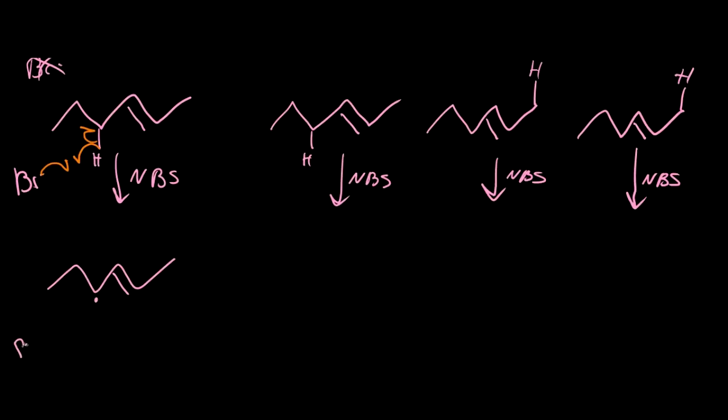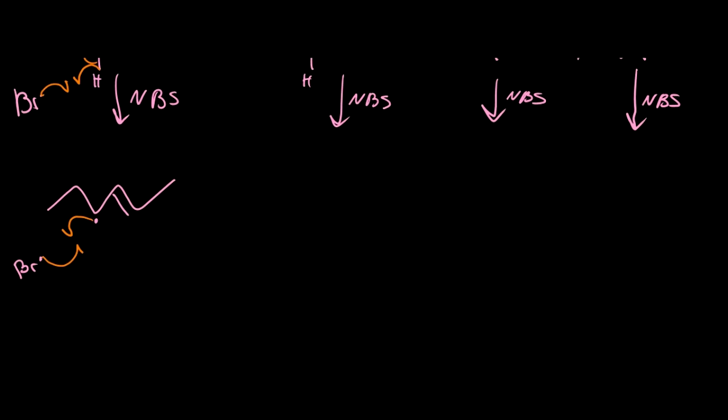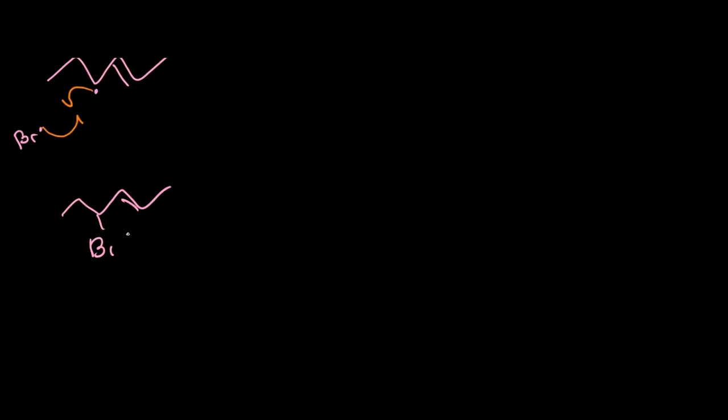Now we still have more bromine radicals floating in solution, and these bromine radicals can have a termination step with this radical here, forming a new bond. Like this. And that's a double bond there. And that's one product from this reaction.